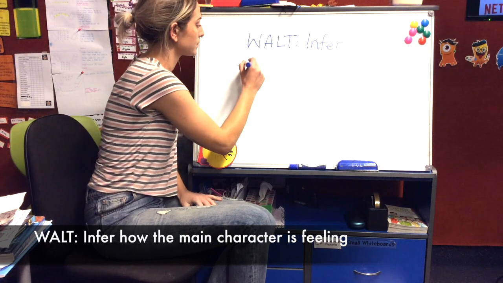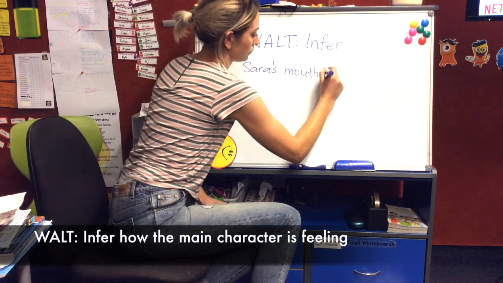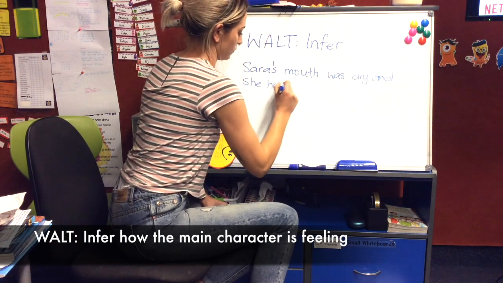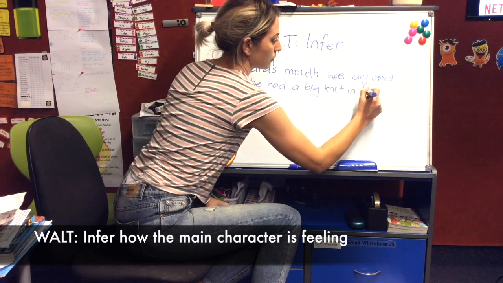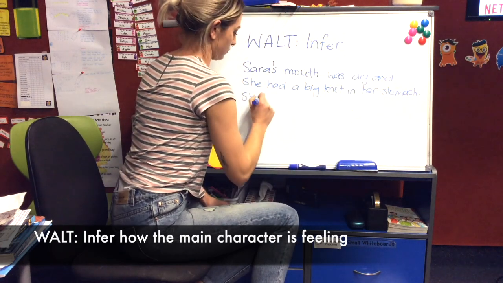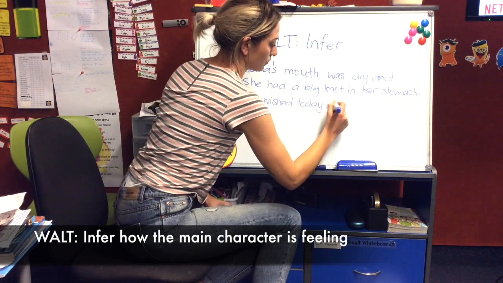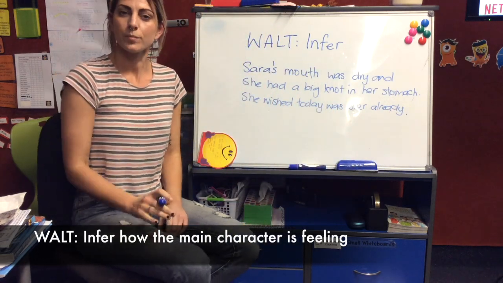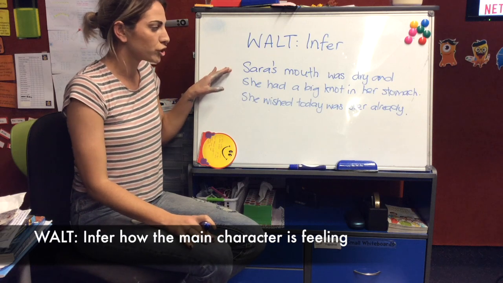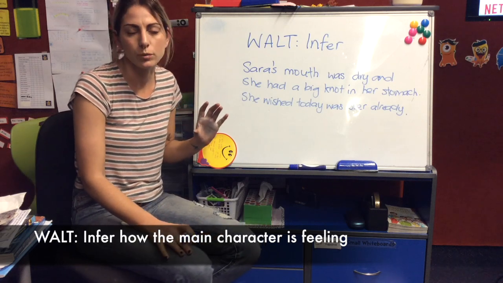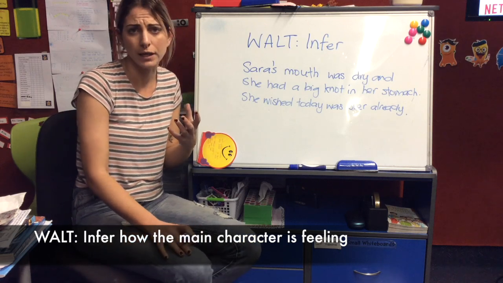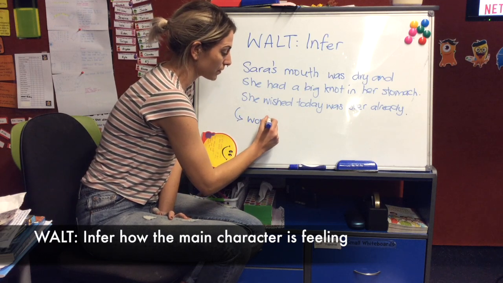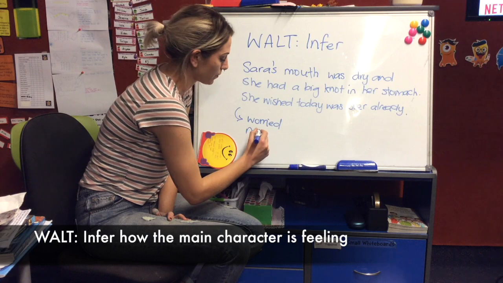So our example is, okay, so the example we've got is Sarah's mouth was dry and she had a big knot in her stomach. She wished today was over already. So as a reader, we can infer that it sounds like Sarah's either really worried about something or really nervous about something.